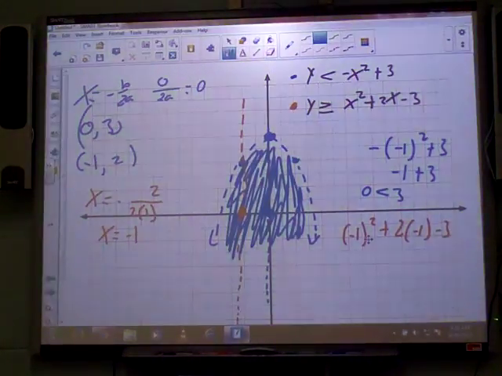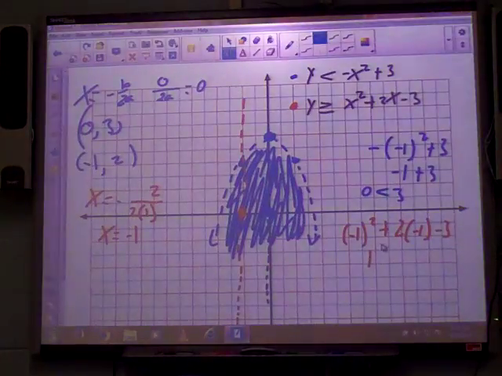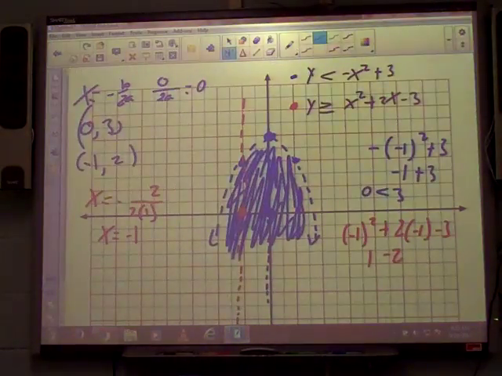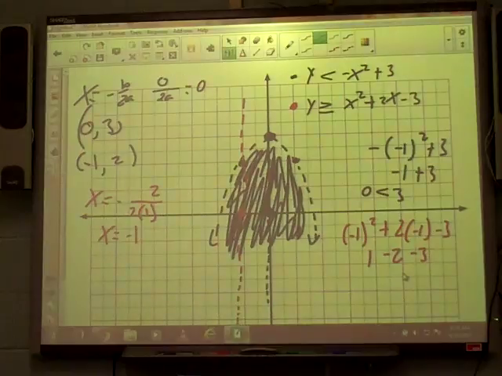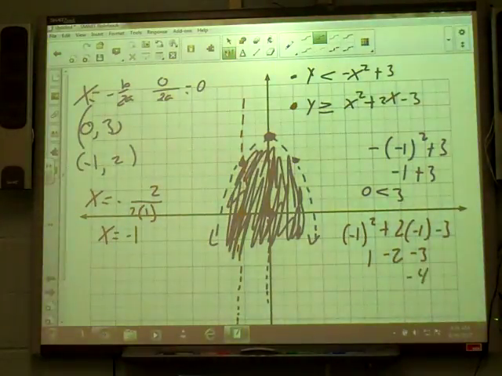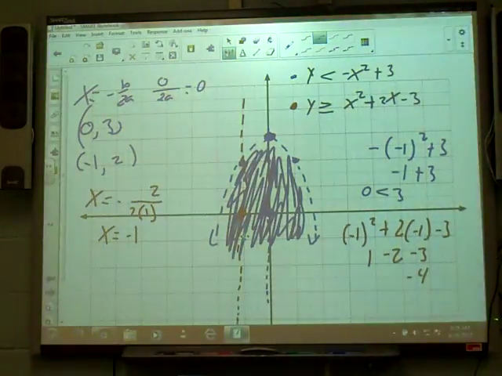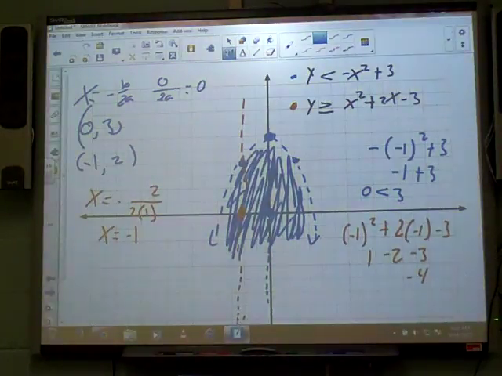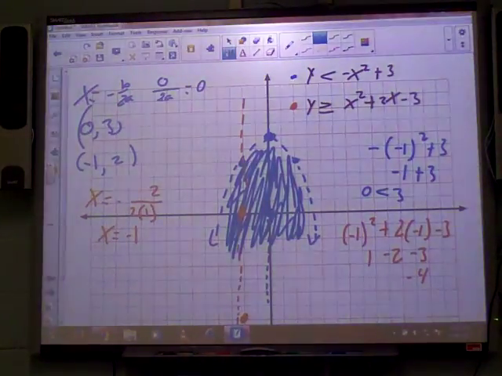Alright, so that, I think Stephen is right there. That's 1. No, it's not. 1 minus 2 minus 3. 1 minus 2 is -1. Minus 3 is -4. I thought it'd be a problem. Okay, 1, 2, 3, 4. So there's my vertex for that one down there.